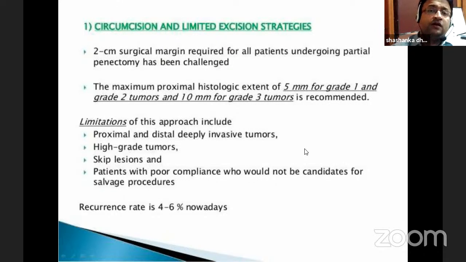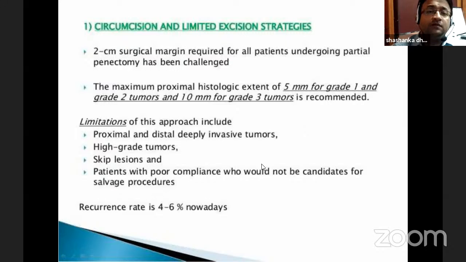Previously, a 2 centimeter surgical margin was advocated for all the wide local excisions or partial penectomies. But now a 5 millimeter tumor-free margin is recommended for grade 1 and grade 2 tumors, and 10 millimeters for grade 3 tumors. So we can leave maximum length stump of the penis by just keeping a surgical margin of only 5 millimeters if the biopsy is grade 1 or grade 2 tumor, and 10 millimeters if it's a grade 3 tumor.